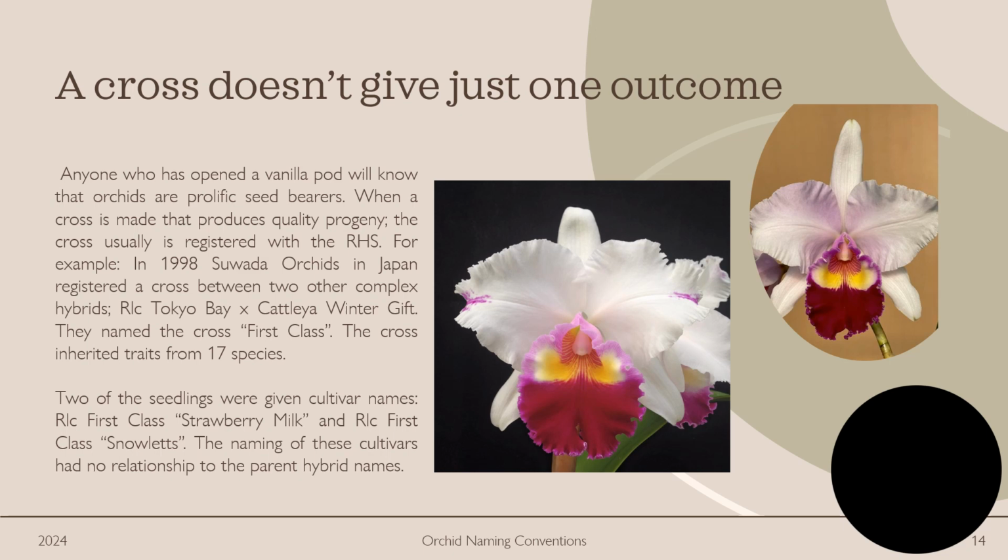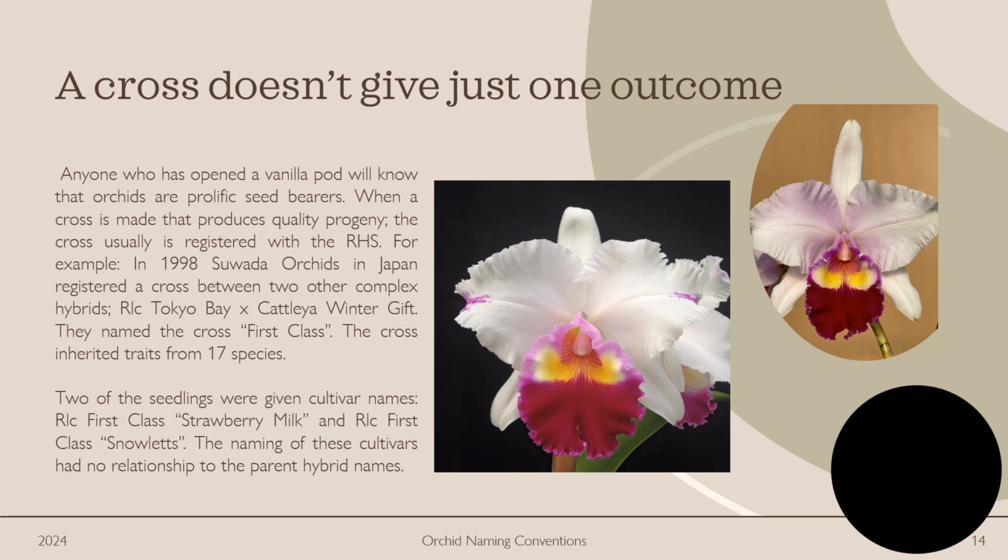Here we have two flowers. They look quite similar and they come from the same cross. And the cross that was made here was between two complex hybrids, two grexes, Rhyncholaeliocattleya Tokyo Bay, crossed with Cattleya Winter Gift. And they named this cross First Class. And the cross inherited traits from 17 species.